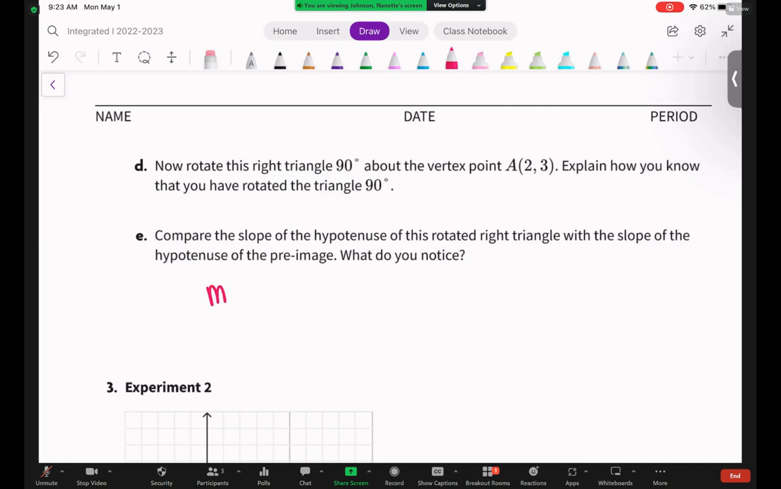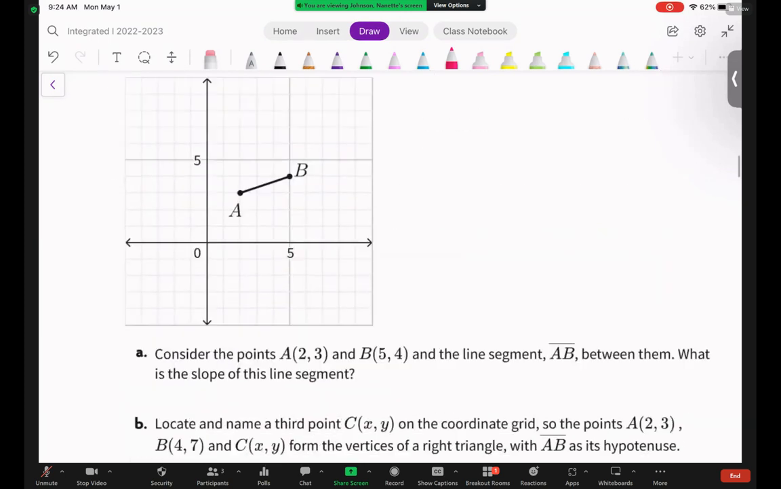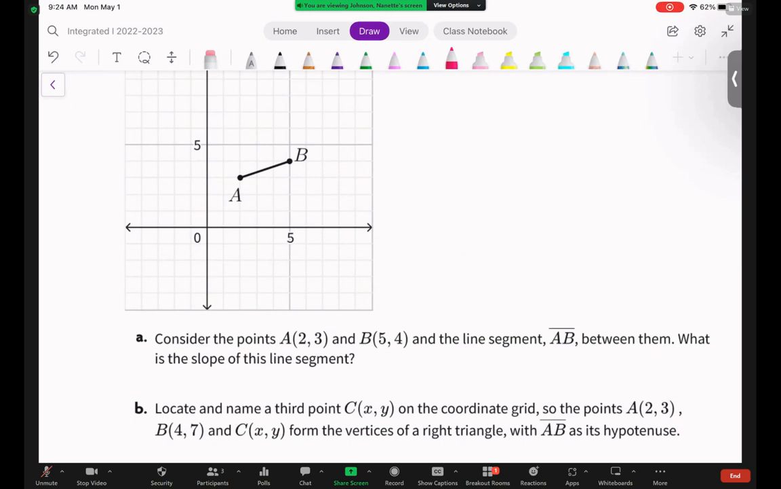So here's the slope of AB is 2/1. And the slope of AB prime is -1/2. Okay. All right, let's move on. So consider the points A (2, 3) and (5, 4) and the line segment. What is the slope of that segment? So go ahead and find that.